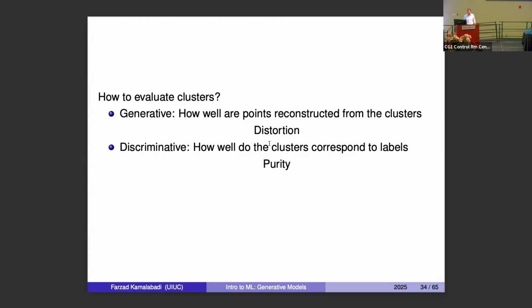And of course, how to evaluate it. If it's a generative setting, the question is, how well are points reconstructed from the clusters? That's known as a distortion measure. If it's a discriminative setting, the question becomes, how well do the clusters correspond to labels? You're actually using the Ys in the evaluation metric, and that's known as purity. So those are the two different types of evaluations.